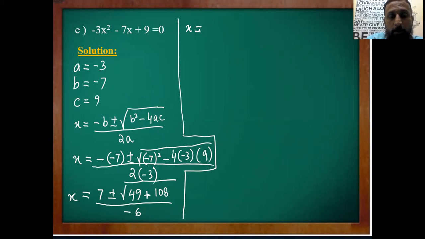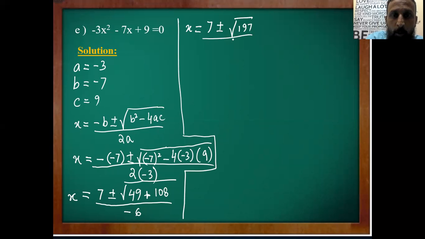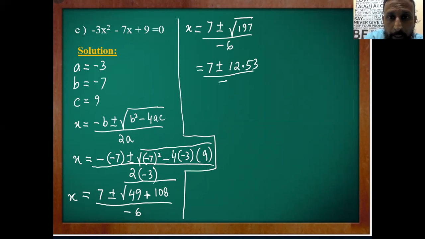So x equals 7 plus minus the square root of 49 plus 108, which is found to be 197, whole upon negative 6. Now, again, 197 is not a perfect square. You are advised to use a calculator again. The square root of 197 is found to be 12.53. So 7 plus minus 12.53 whole upon negative 6.